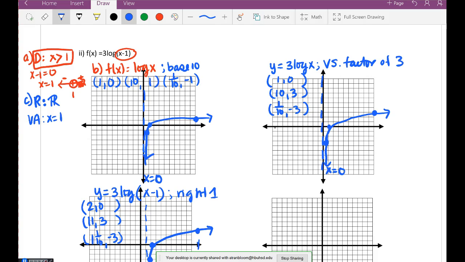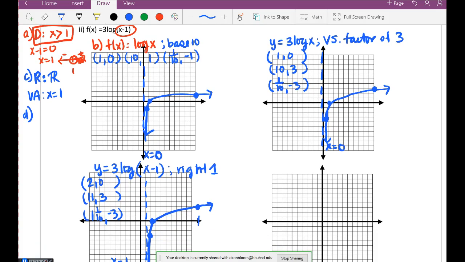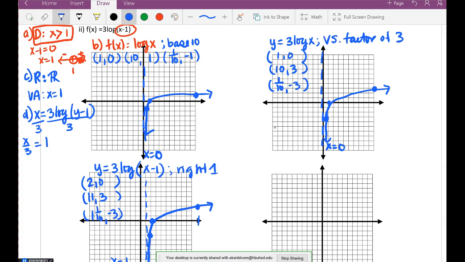Letter D. Are we looking for the inverse in letter D? All right, inverse. Here we go. The process of finding inverse, what do we always do initially? Yep, switch your x and y. So here we go. x equals 3 times log of y minus 1, right? Okay, first step. Yes, you have to isolate your log function. So divide both sides by 3. Okay, so x divided by 3 equals log of y minus 1.